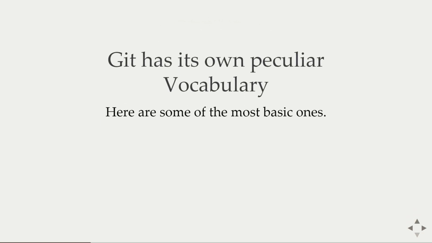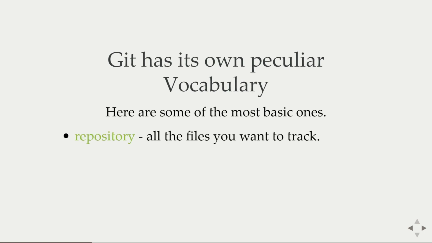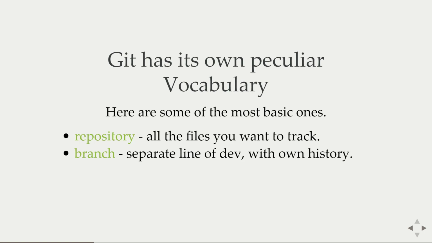There's some major vocabulary that we do need to know. First one is repositories, or repos as a lot of people call them. All that is, is all the files you want to track. Nothing more than that. Branches aren't really any different than any other version control. It's a separate line of development that has its own history.